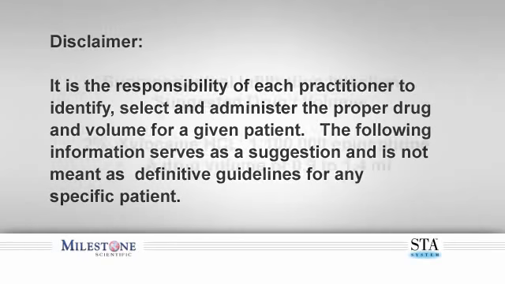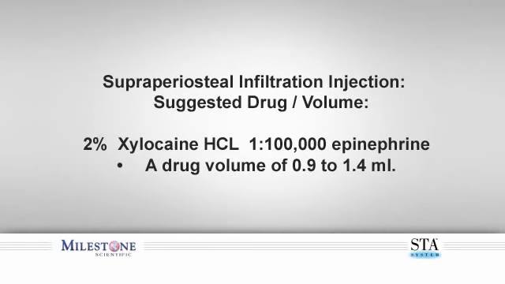The suggested drug and volume to perform the supraperiosteal buccal infiltration injection is 2% xylocaine HCl, 1 part per 100,000 epinephrine. A drug volume of 0.9 milliliters to 1.4 milliliters, which is equivalent to 3/4 to 1 full cartridge, is the suggested volume when performing this infiltration.